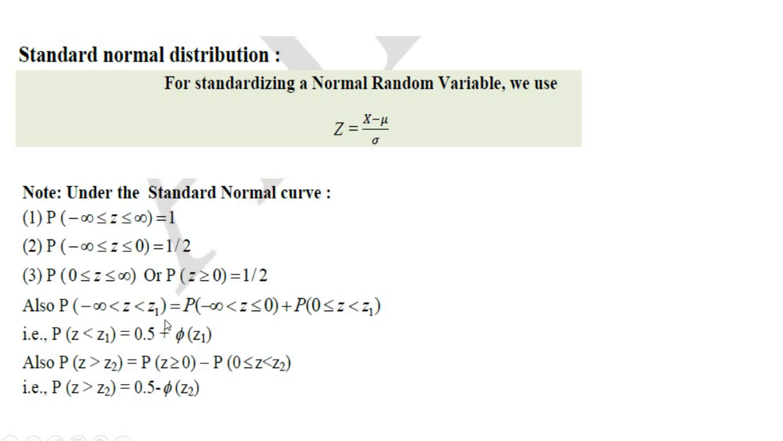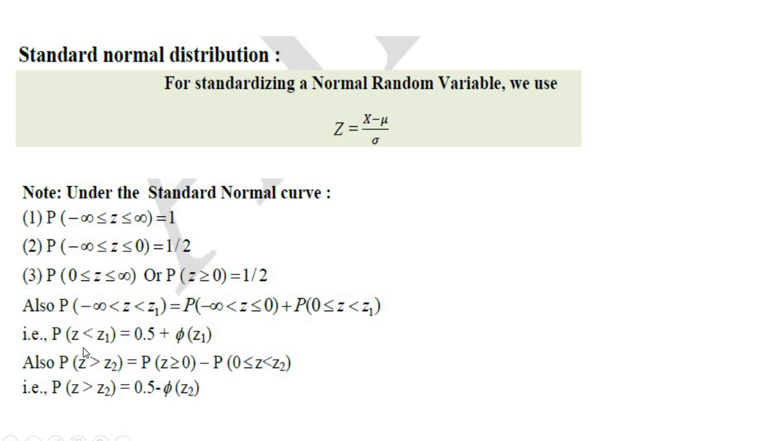Also, you have to remember these results that I taught you in the previous video. We'll just recall them once again. Probability of z from minus infinity to plus infinity is equal to 1. Probability of z from minus infinity to 0 is half of the area, 1 by 2, or 0.5. Another half, probability of z from 0 to plus infinity, is also 1 by 2 or 0.5.